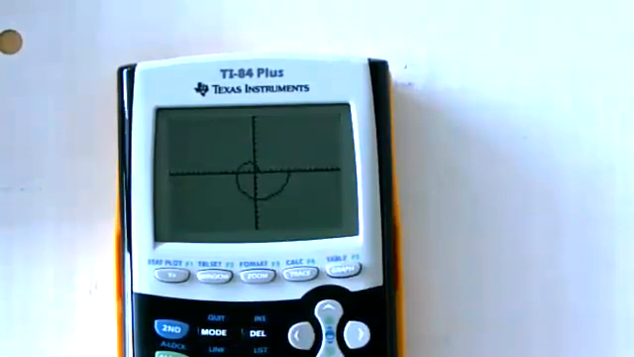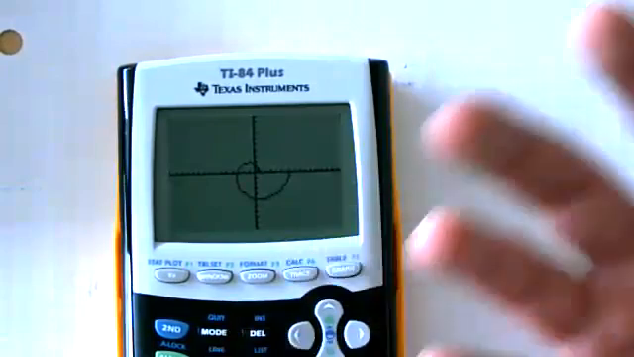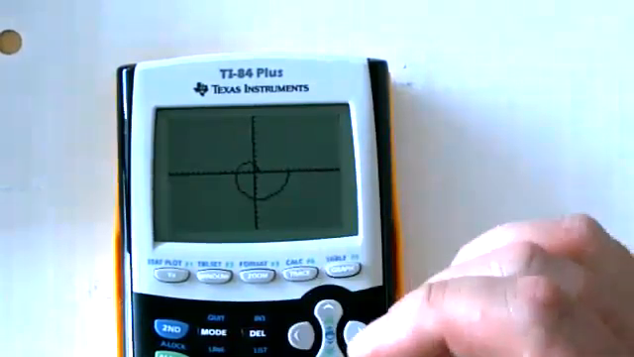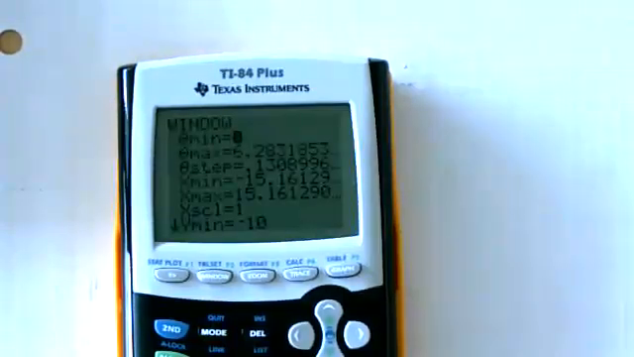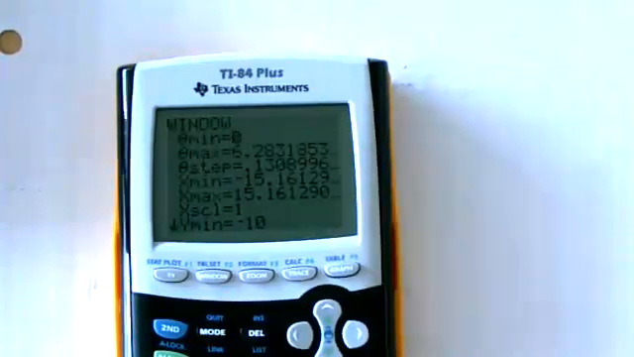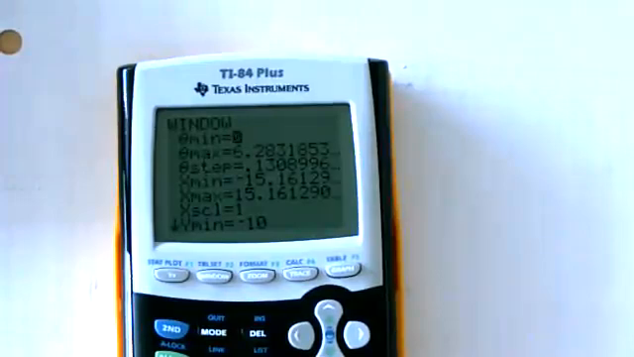Because it must be graphing an angle. Well, theta would make me think angle, so I think that's probably a safe bet. Hit your window button. I'm curious. Yeah, look at this. They've got theta min and theta max. What do you notice about theta max?